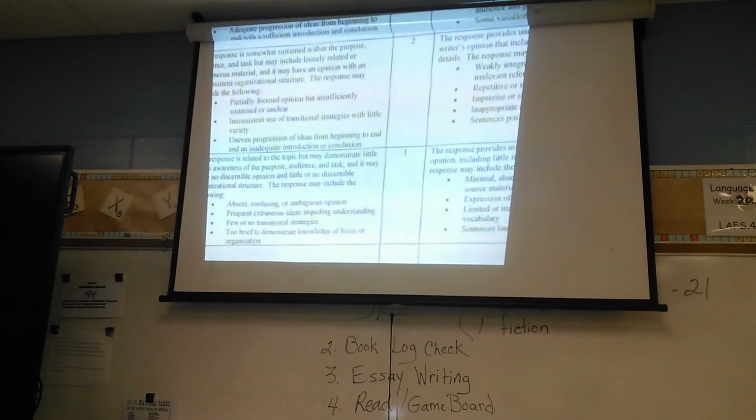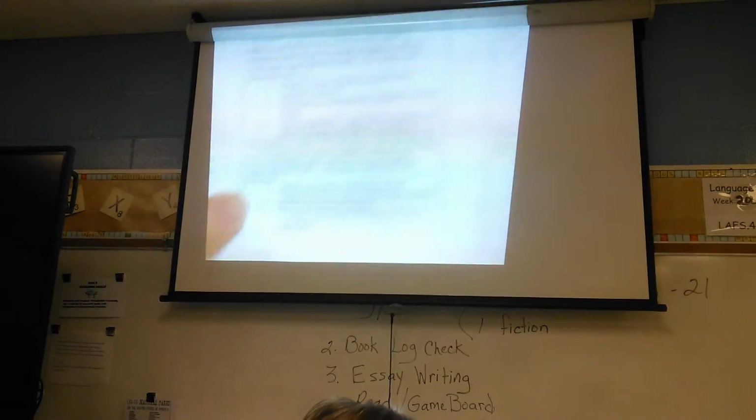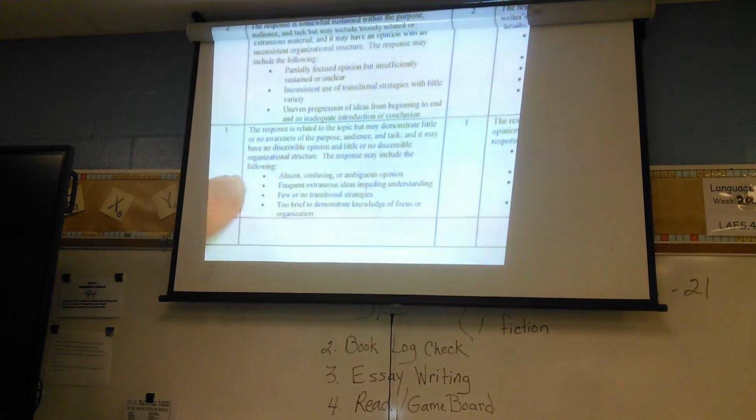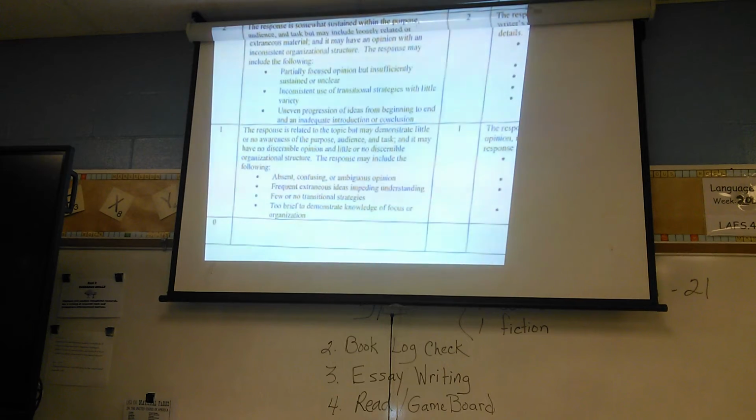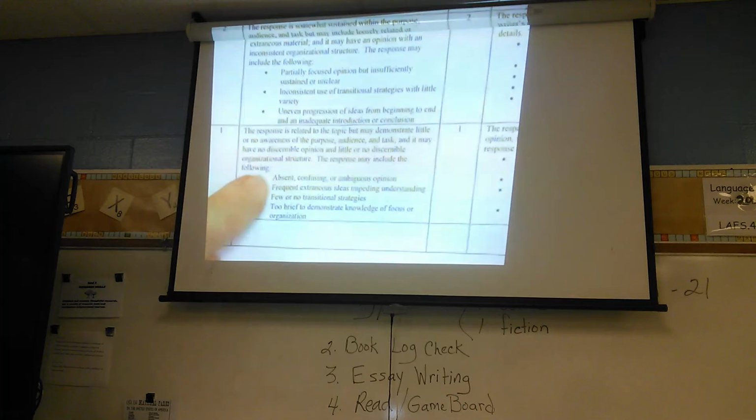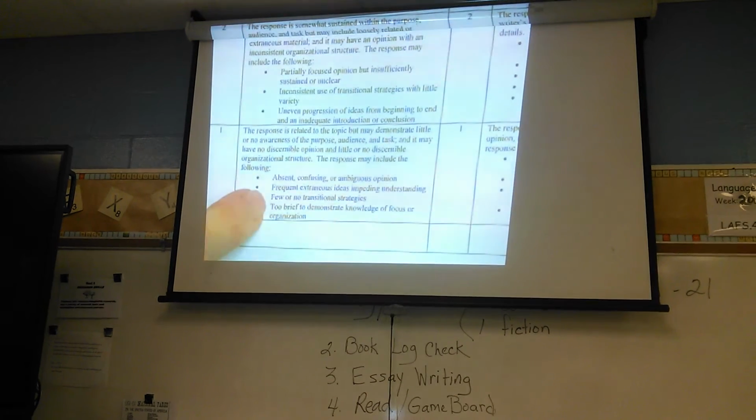Okay, and a 1, the response is related to the topic, but may demonstrate little or no awareness of the purpose, audience, and task. No discernible thesis. It has an absent, confusing, or ambiguous thesis statement, frequent extraneous ideas impeding understanding, few or no transitional strategies, too brief to demonstrate knowledge of focus or organization. Okay, so that's how it's going to be scored.